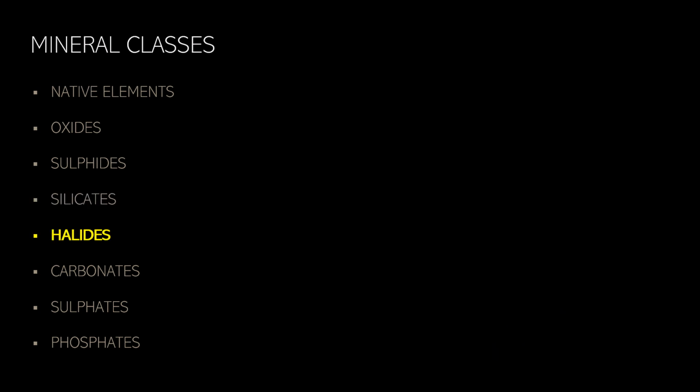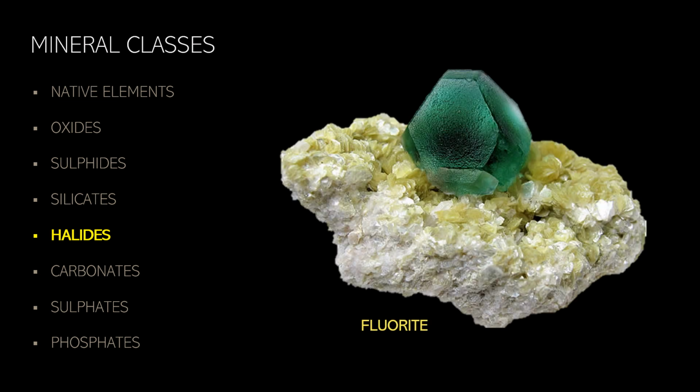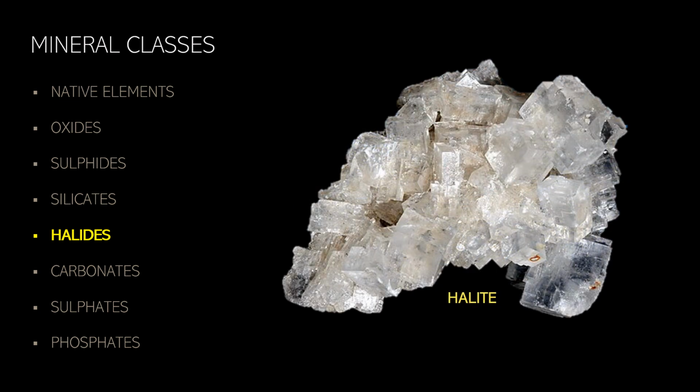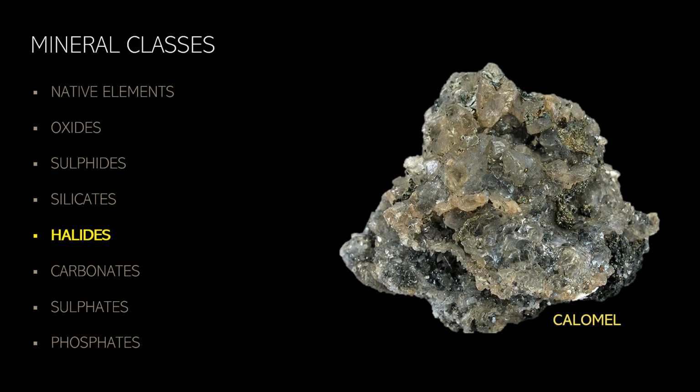Halides are a group of naturally occurring inorganic compounds that are salts of the halogen acids, e.g. hydrochloric acid. Fluorite is a calcium fluoride, seen here in a more unusual color than the more common purple. Halite, or rock salt, is sodium chloride. Calomel is a mercury chloride.